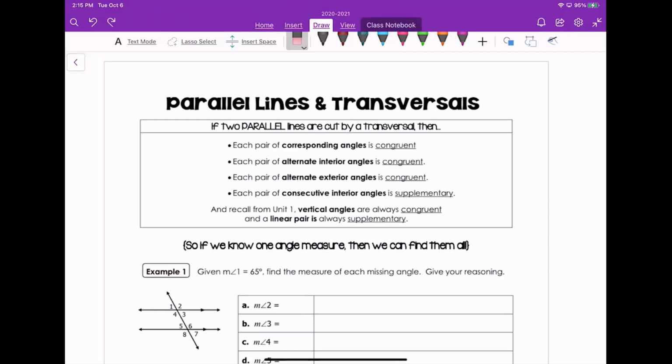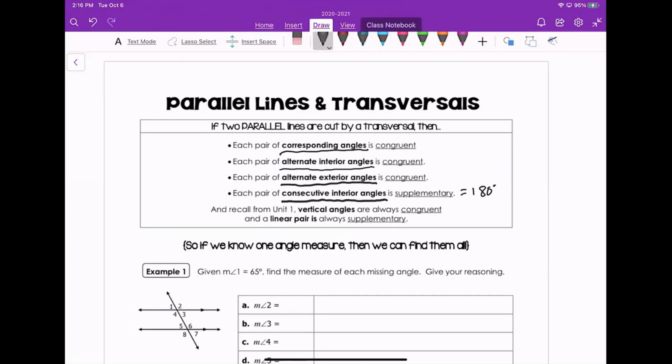If two parallel lines are cut by a transversal, then each pair of corresponding angles is congruent. Each pair of alternate interior angles is congruent. Each pair of alternate exterior angles is congruent. Each pair of consecutive interior angles is supplementary. Supplementary means it equals 180 degrees, right?